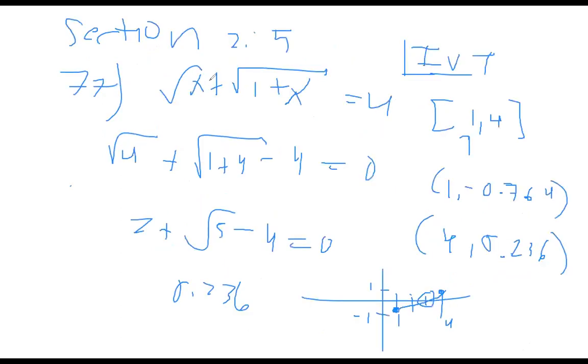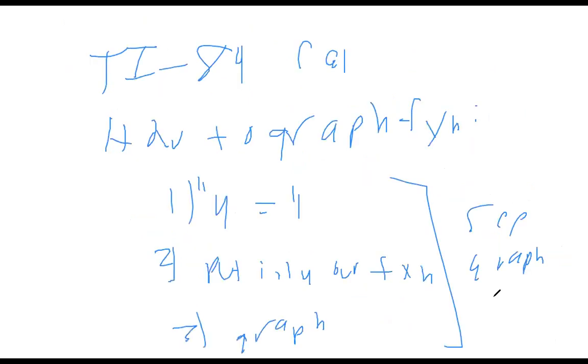So we got root x plus 1 plus x minus 4. Graph it. Notice that if you graph it, there's a solution. So all you have to do to find that solution is go to second calc to find solution on the graphing calculator.